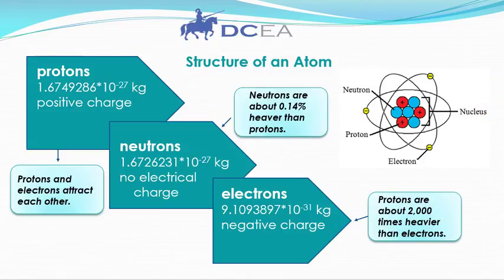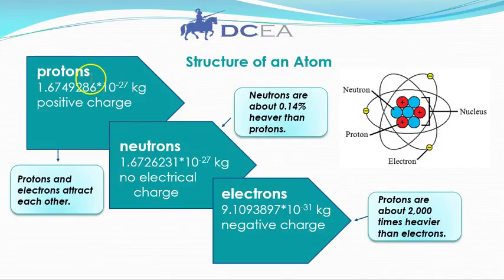So let's talk about the structure of an atom. I'm sure you've seen this picture before. It shows the nucleus of an atom, and inside that nucleus are protons and neutrons that are tightly held together. And then on the outside of the nucleus are electrons that are in orbitals around the nucleus.